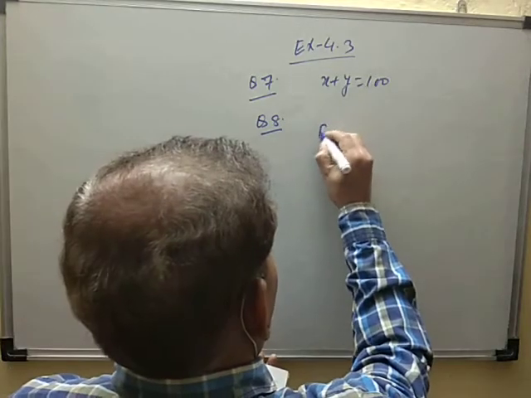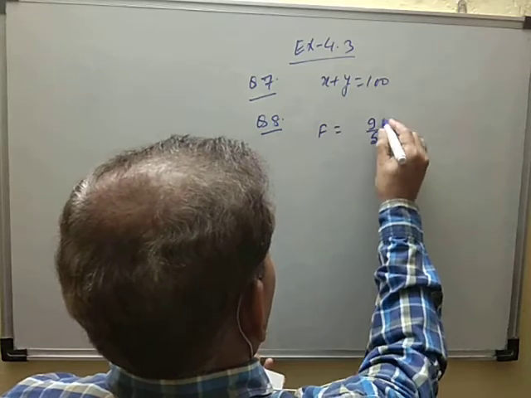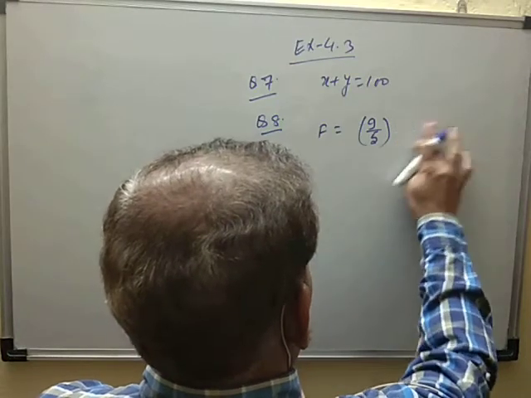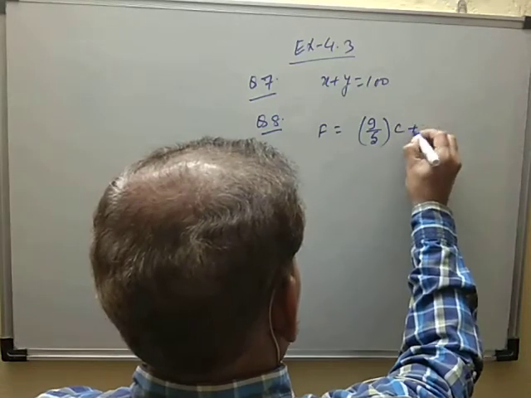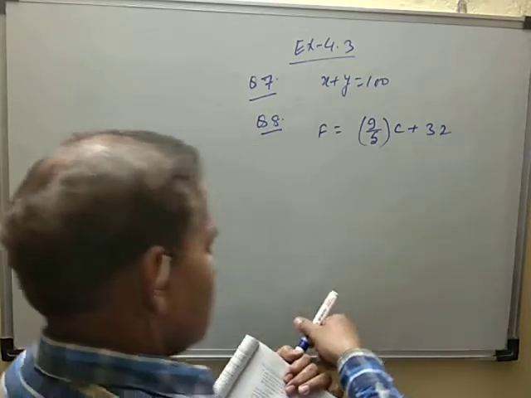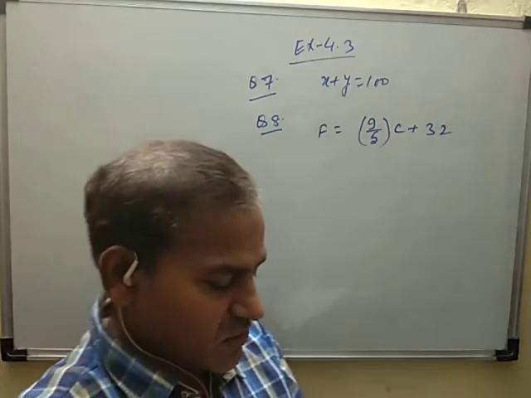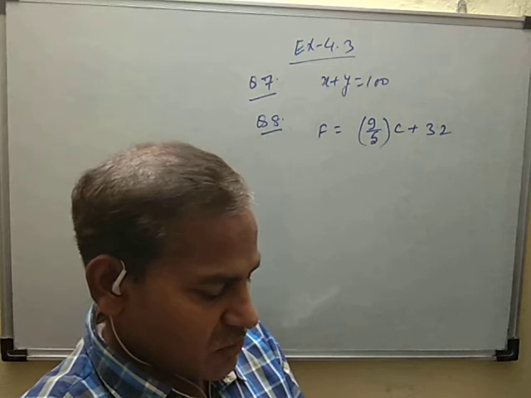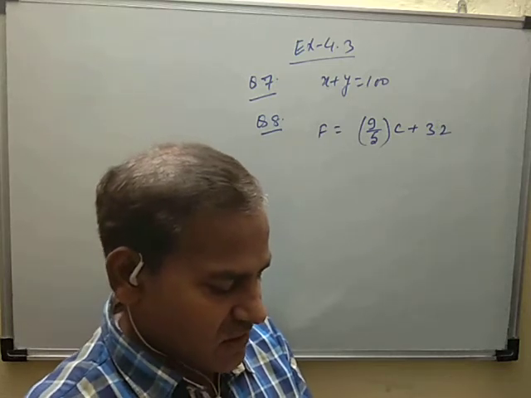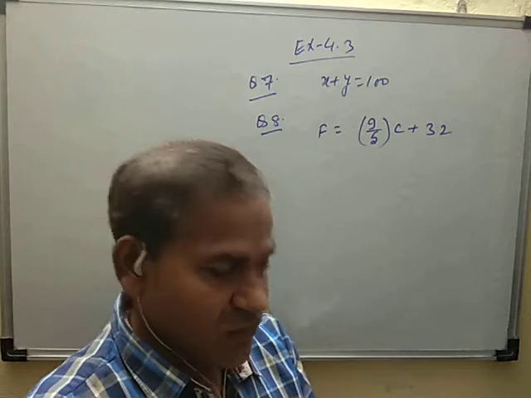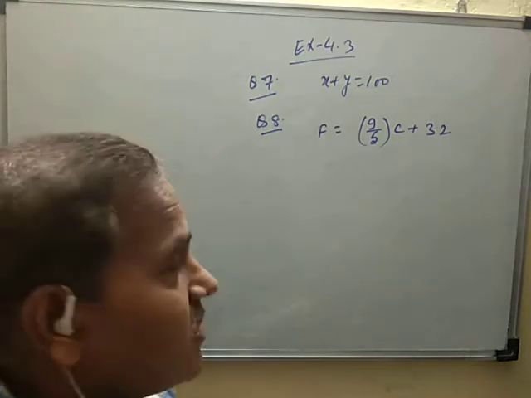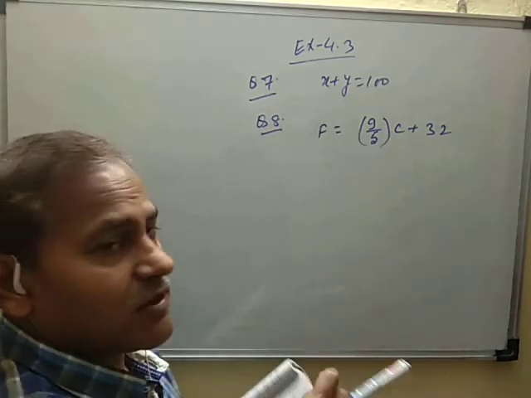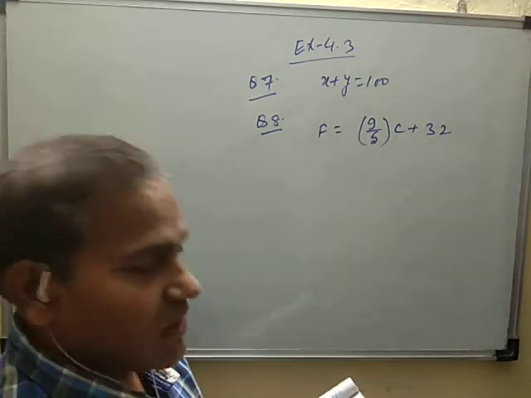It is given F is equal to 9 by 5 C plus 32. This is the relation between F and C. First point: draw the graph of the linear equation above using Celsius for the x-axis and Fahrenheit for the y-axis. That is, you treat C as the x-axis and F as the y-axis and draw the graph.